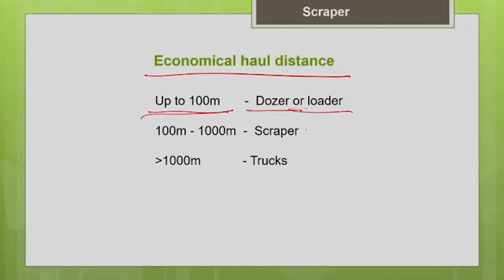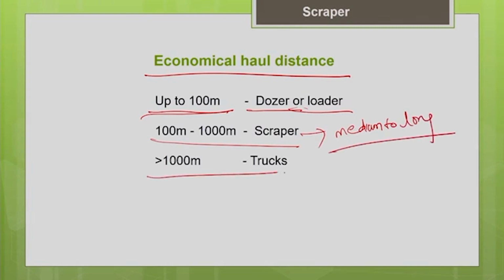If it is going to be wheel mounted, it can be even slightly more than 100 meters, so it can go up to 200 meters, but not more than that. But your scraper, you can see the haul distance is up to 1000 meters. So it can be used for medium to long haul distance. Obviously, trucks can have very long haul distance, greater than 1000 meters.